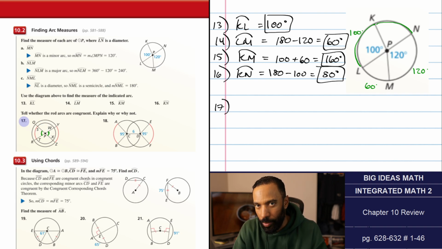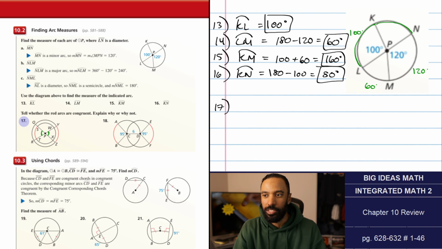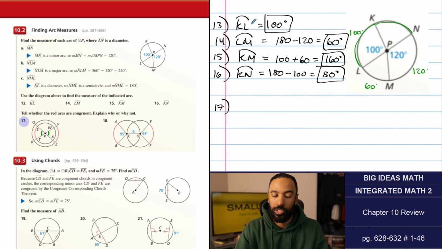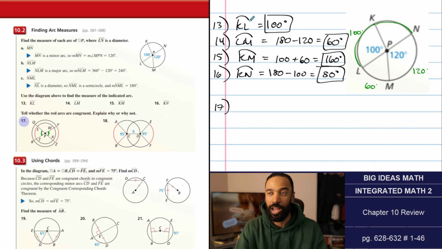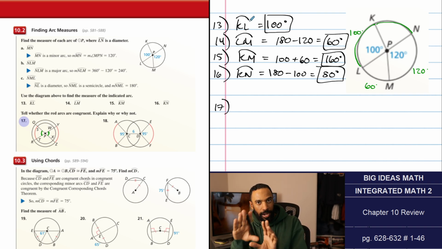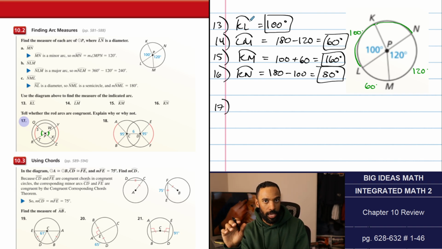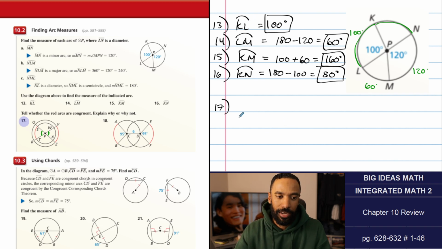Does that make them congruent? Not quite, because these circles are not congruent. There's one circle that's bigger than the other. Same measure does not mean that you can lay the other one right on top. They are not equal in size and shape.